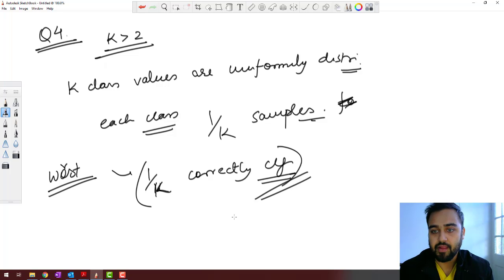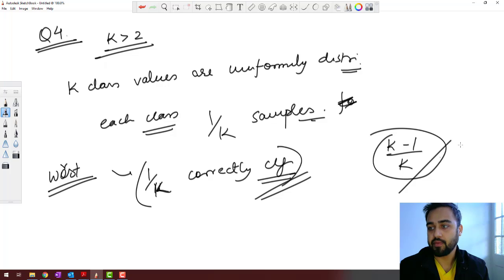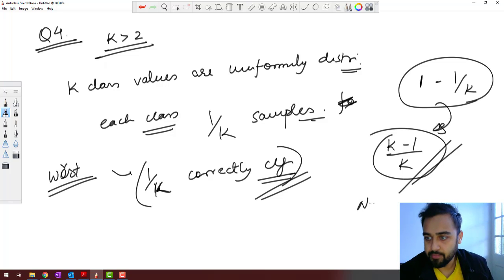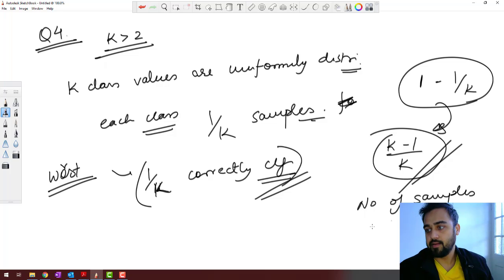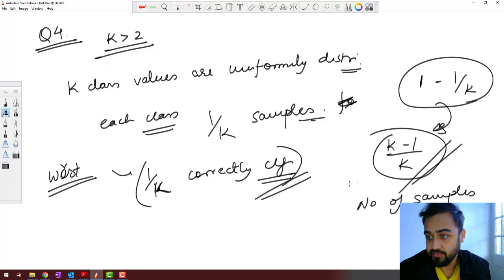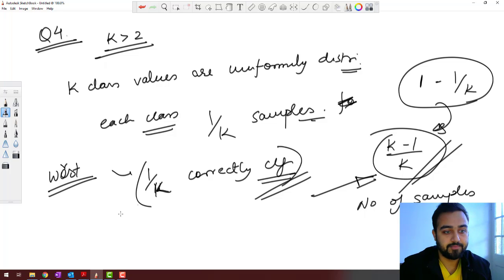If these many are correctly classified, how many of them are incorrectly classified? So k minus 1 by k. In total, if you take 1 minus 1 by k, which results in k minus 1 by k, these are the fraction of samples that are misclassified. This is the fraction of the training set that is misclassified, so this results in a misclassification error. Now if any of the classes has more than 1 by k samples, that is the dominating class. The worst case would be our decision tree always predicts that class, but the error won't remain the same as k minus 1 by k. It would be a little different.